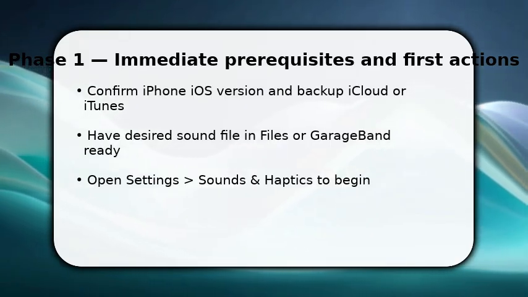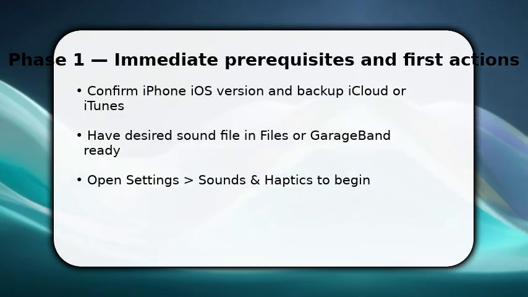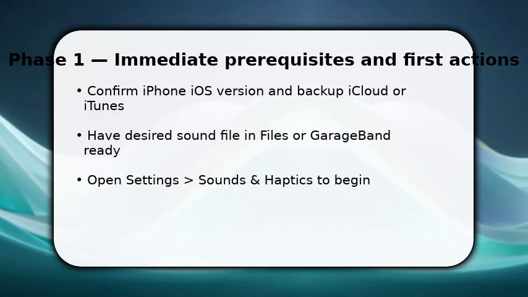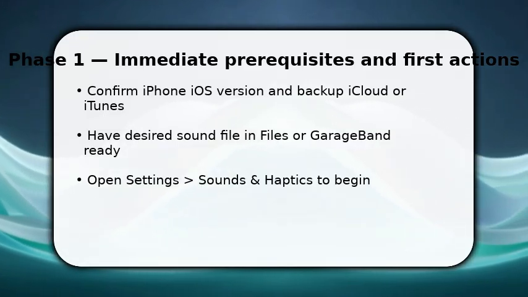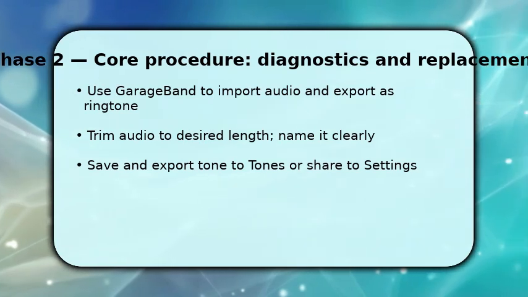Now open Settings, tap Sounds and Haptics. You need to be in the right menu to assign tones. This step gets you into the system audio controls so you can choose or add a custom notification sound quickly and safely. Next, import your audio into GarageBand or use Files with a shortcut.